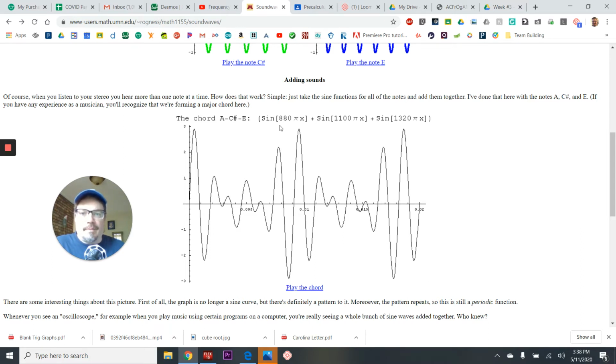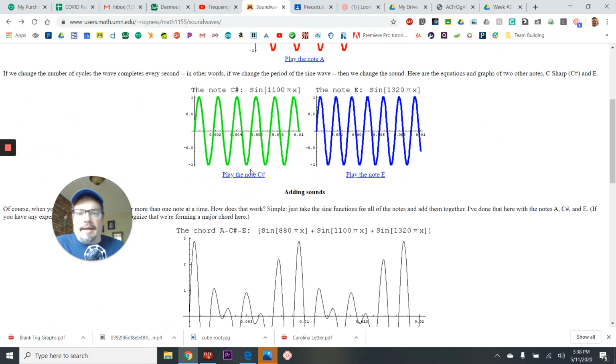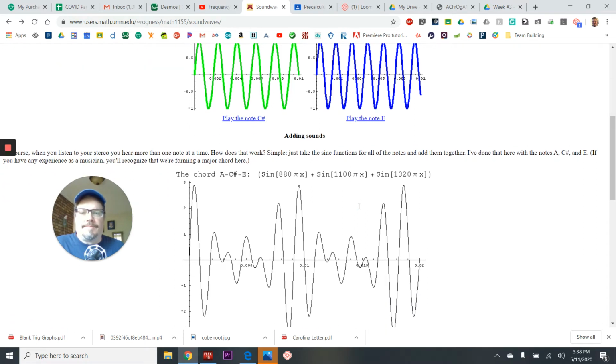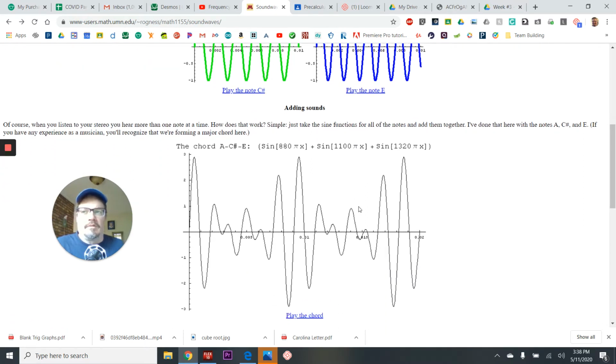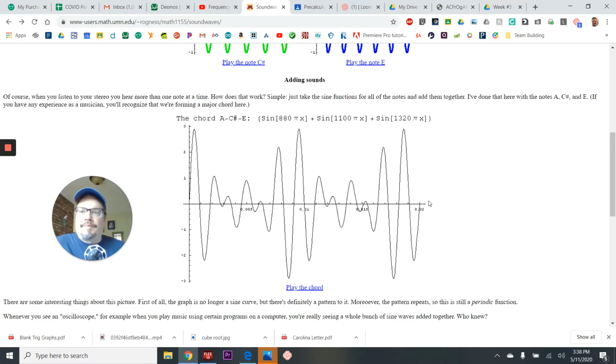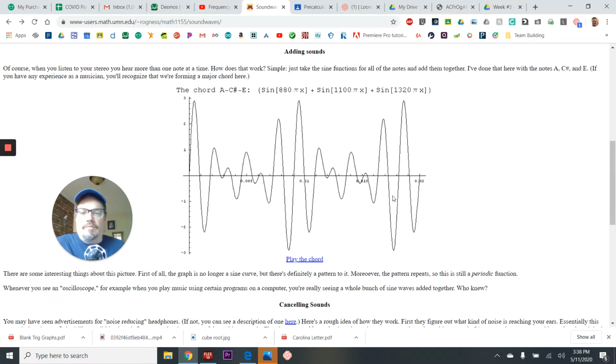Okay, so if we were to graph this function, this is that chord. All right, now I don't know what chord A and C sharp and E is. Yeah, I don't know. It sounds like it might be the A chord. Yeah, so that's one thing about waves, sound.